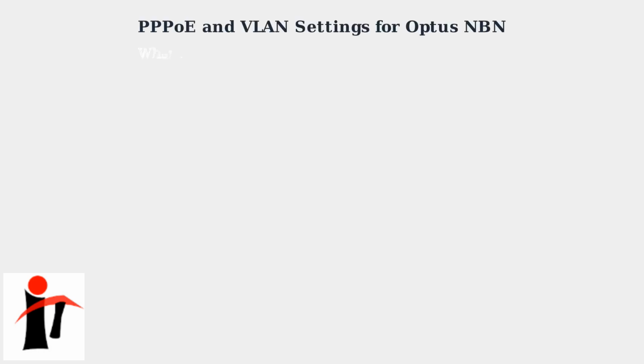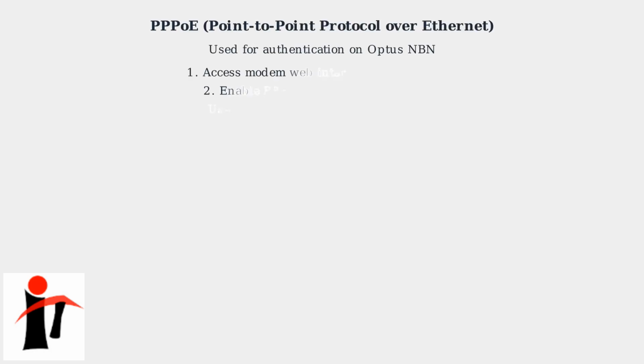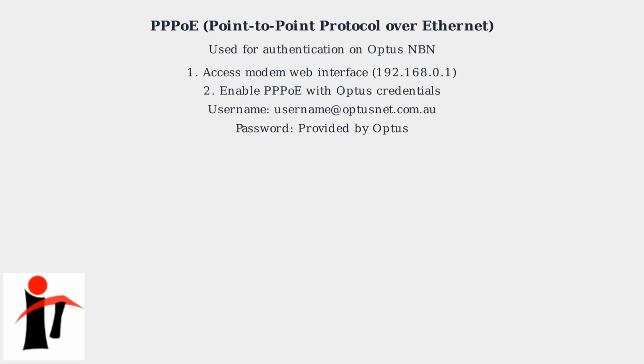If your LOS or DSL lights are stable, but you still have no internet, the issue might be with your PPPoE or VLAN settings. PPPoE is used for authentication. Access your modem's web interface at 192.168.1.1 and ensure PPPoE is enabled with the correct Optus username and password, typically in the format username@optusnet.com.au. Look for the PPPoE settings in the modem interface.